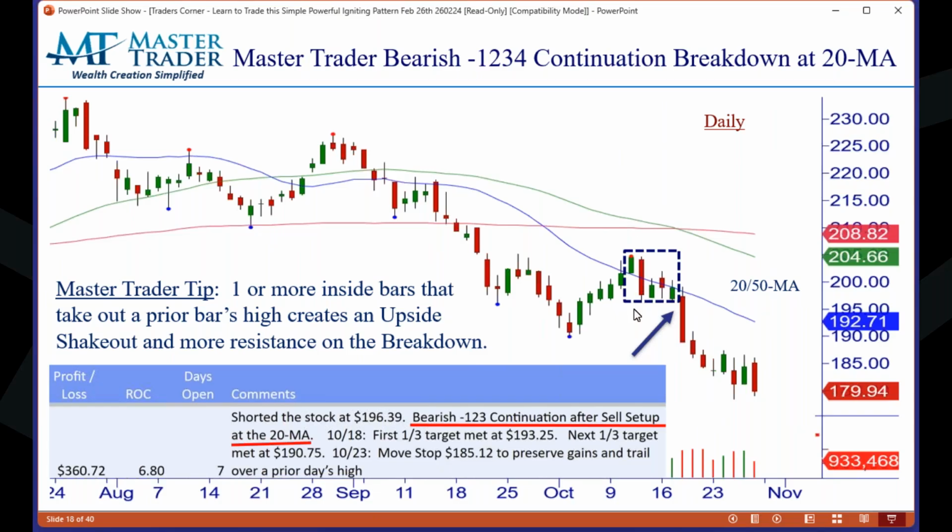Look, here's my wide range bar. Here's my bear 1, 2, 3. Here's my bear 1, 2, 3, 4. Here's my price void. It's the same. Bear 1, 2, 3, 4 continuation after sell setup at the 20. Here's how I'm going to manage it. We held this 7 days, trail mode. Easy to manage.